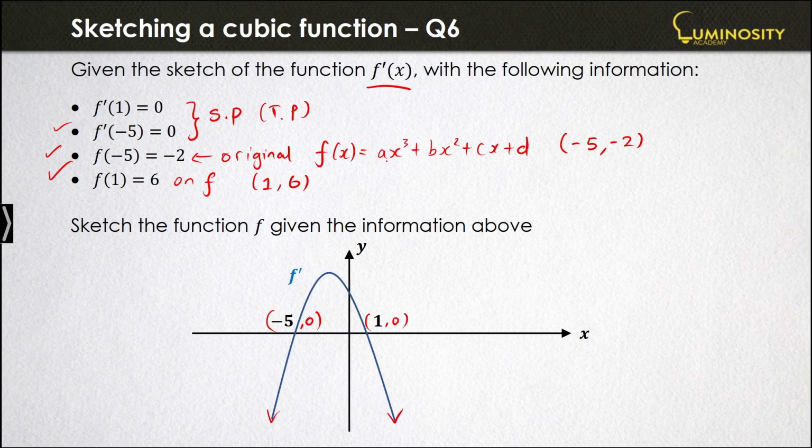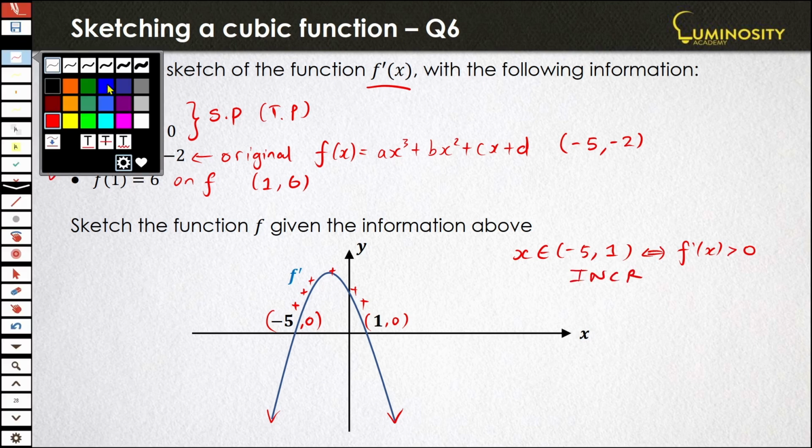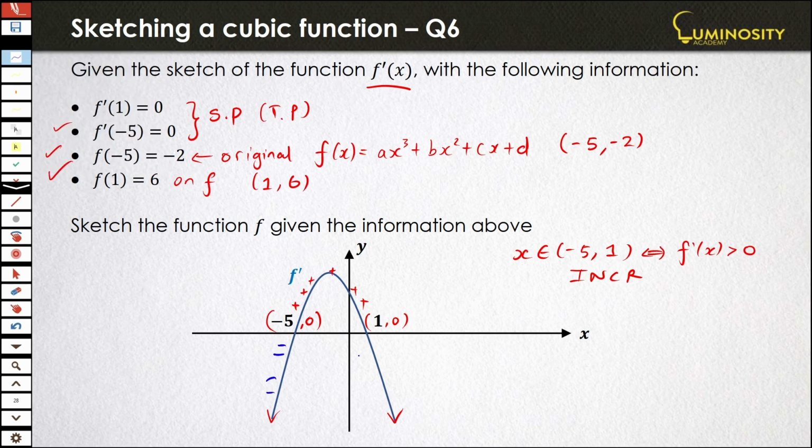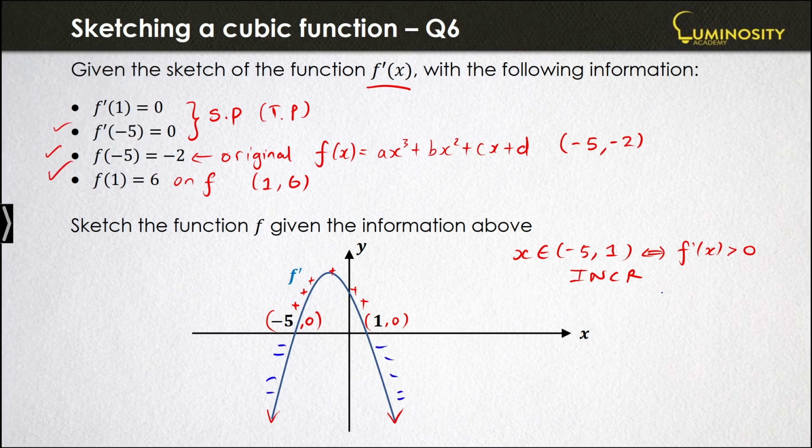Well, look at this graph. This tells us that between negative 5 and 1, the derivative is positive. So we're saying that f prime of x is greater than 0 here. So this means the graph is increasing on that interval. Similarly, in all these other regions, the y value is negative for the derivative. So f prime of x is less than 0 if and only if x is between negative infinity and negative 5, union from 1 to infinity. So that's the graph decreasing.